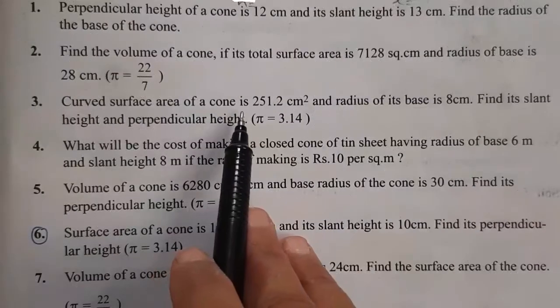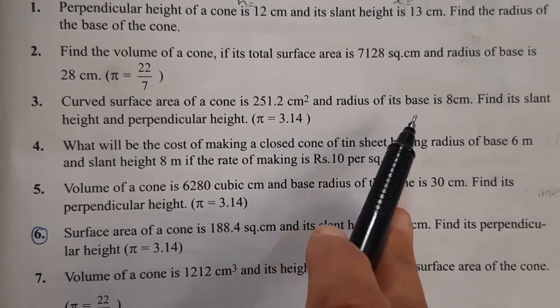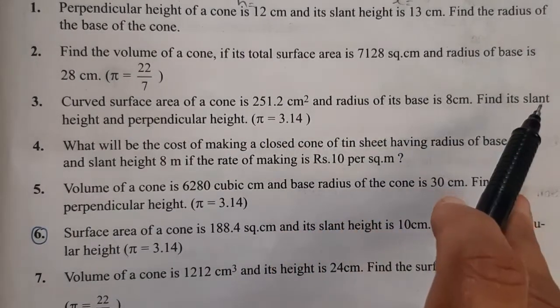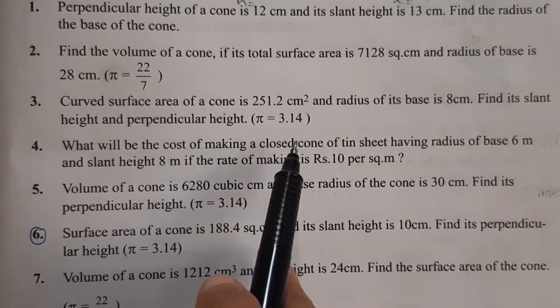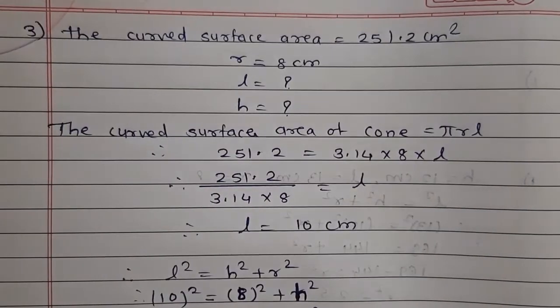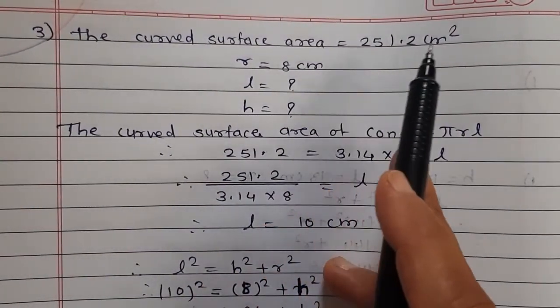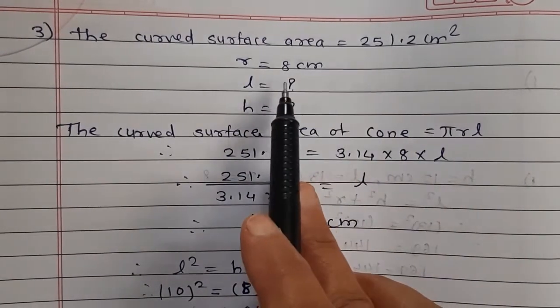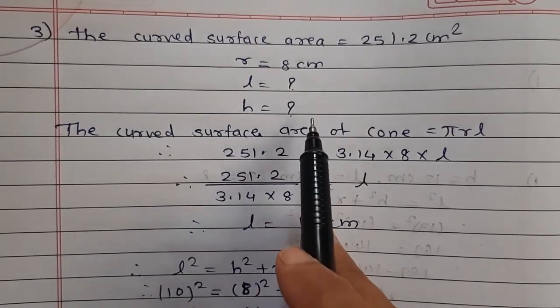The curved surface area of a cone is 251.2 centimeter square and the radius of its base is 8 centimeter. Find its slant height and perpendicular height. Pi is given 3.14. Now see the solution. The curved surface area is given 251.2 centimeter square. Radius is 8 centimeter. Slant height and perpendicular height both we have to find.